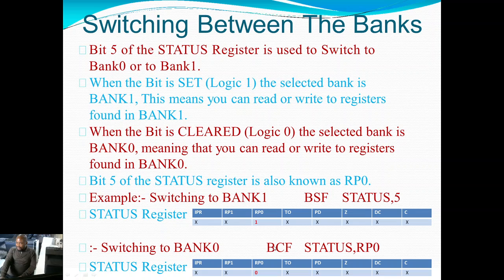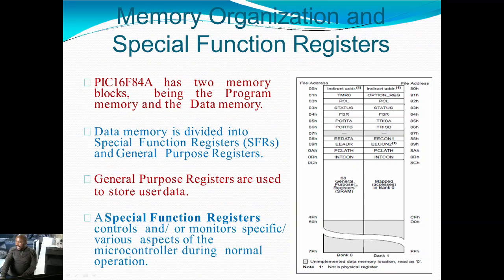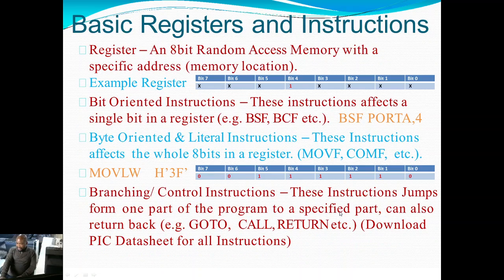In this case, we say bit clear file, status register comma RP0, and bit 5 of the status register becomes 0. This means we are in bank 0, and now that we are in bank 0, we can access registers in bank 0 according to your memory organization. We're looking at registers in bank 0. We can access special function registers in bank 0 and also the general purpose registers.